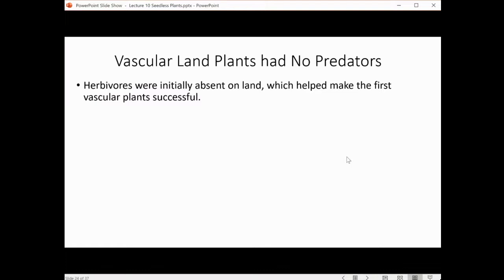Another key thing happening at this point in prehistory is that these plants had no predators on land. So you may say to yourself, if you're natural selection, why go through all this trouble to evolve all this structure, and all these different mechanisms for moving water and minerals and getting up higher into the air? Why not just stay in the ocean? Well, one of the key benefits is that there were no herbivores. There was nothing that was going to eat these plants on land.